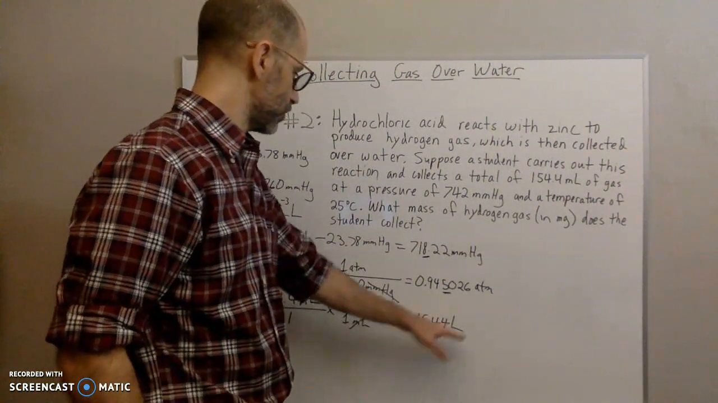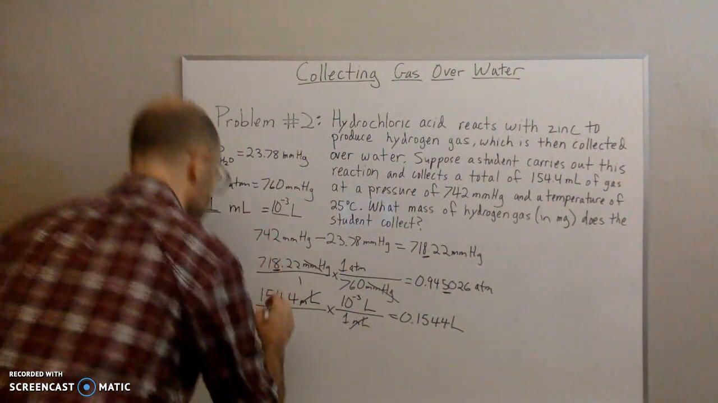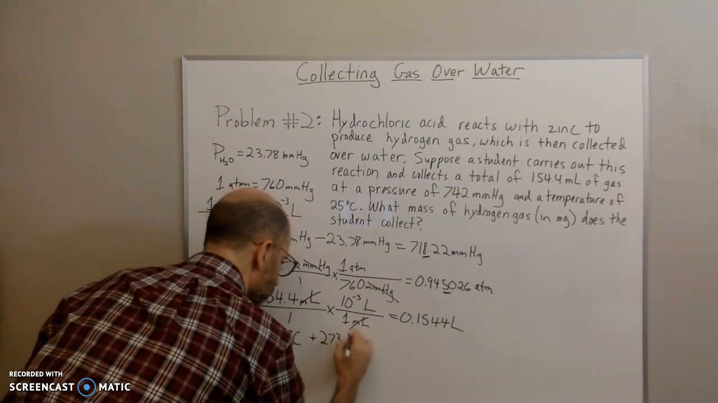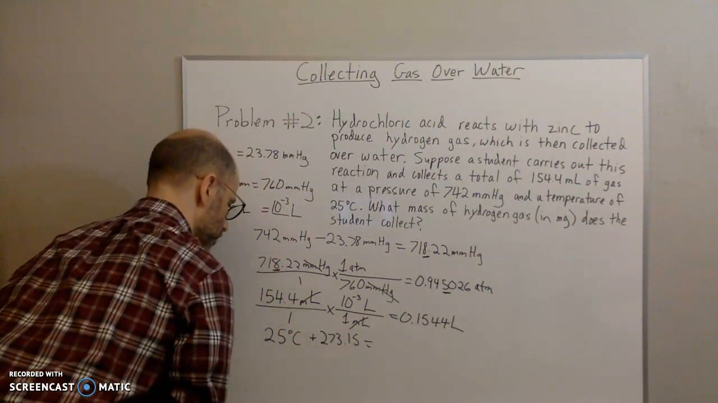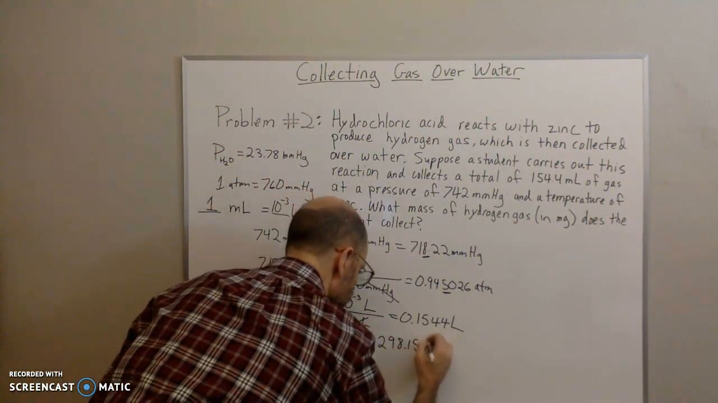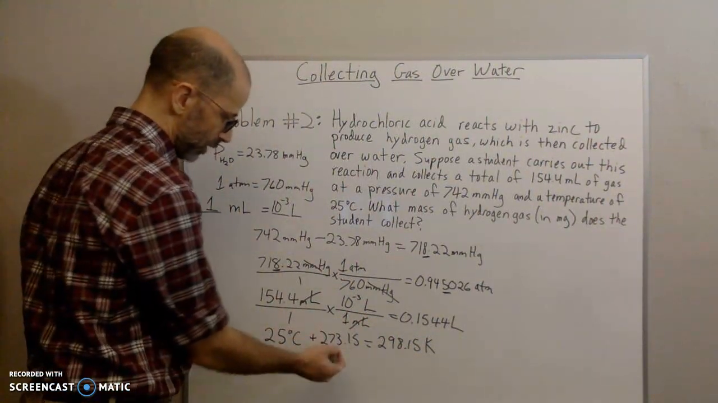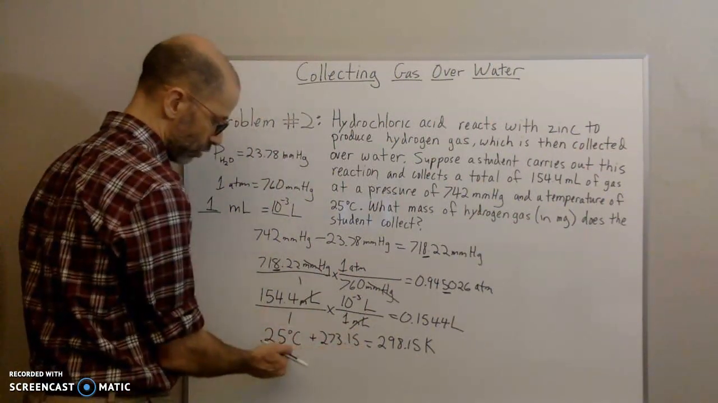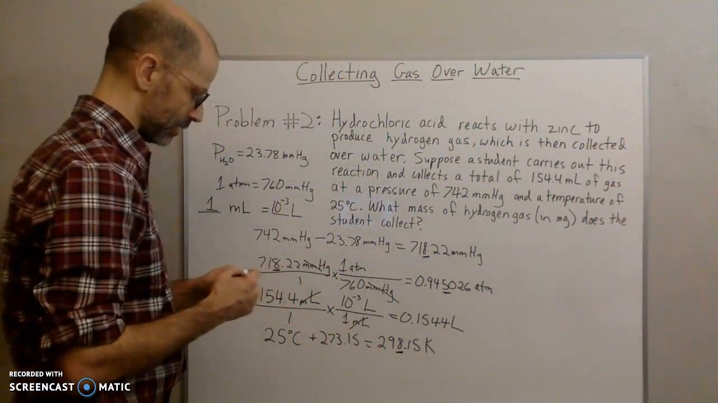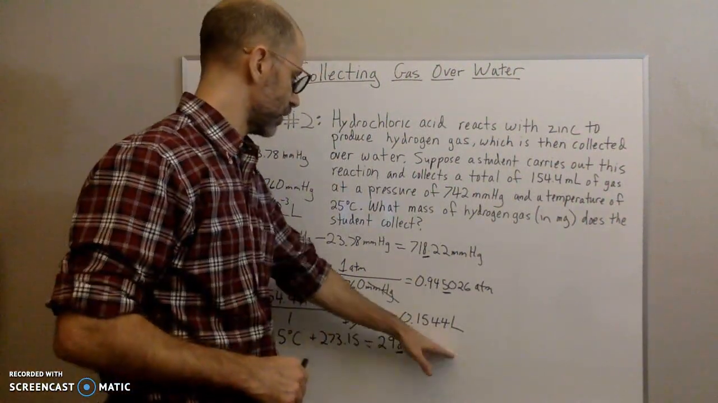So now I have liters, I have atmospheres, I need to convert temperature to Kelvin. So I'm going to take 25 degrees Celsius plus 273.15, and that's going to be 298.15 Kelvin. And again, if I'm adding, that means I'm looking at decimal places. So I have 2 decimal places, 0 decimal places, so the least number is 0. So my last sig fig is the 8 there.